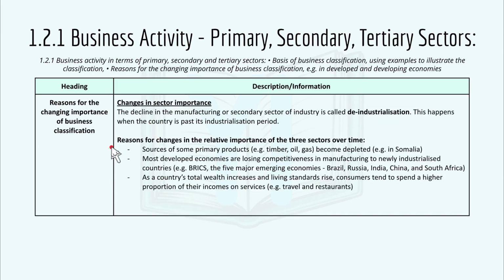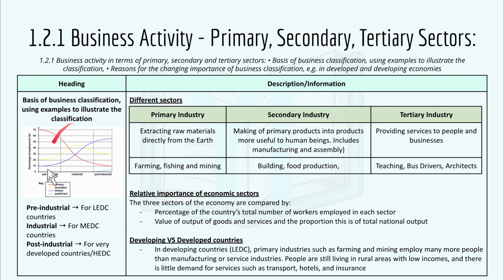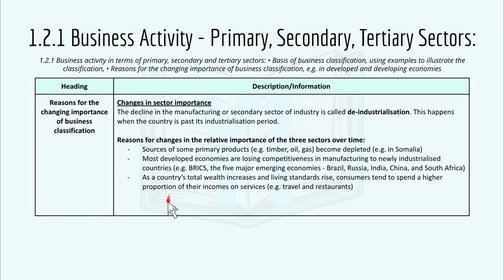Then we have reasons for the changing importance of business classification. So here's the changes in sector importance. The decline in the manufacturing or secondary sector is called deindustrialization. This happens when the country is in the industrialization period. And as we go back just now, industrial when it passes, which is right here, the post-industrial. And here are the reasons for changes in relative importance of the three sectors over time. The sources of primary products like timber, oil, and gas become depleted, like in Somalia.